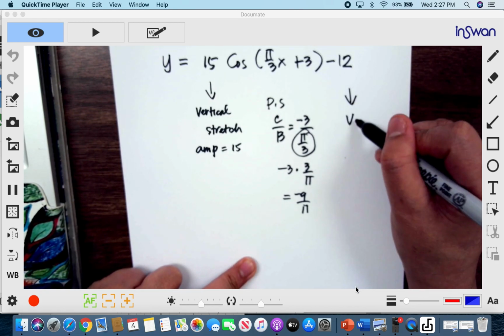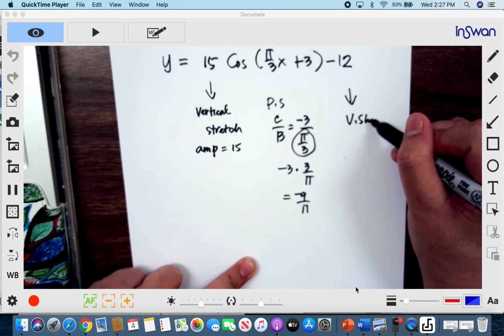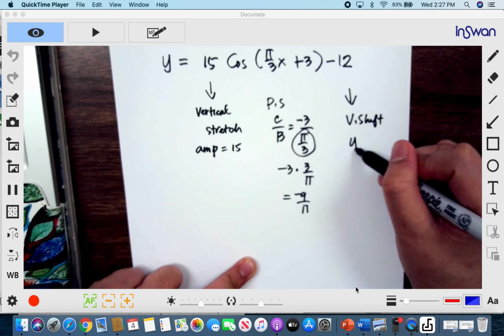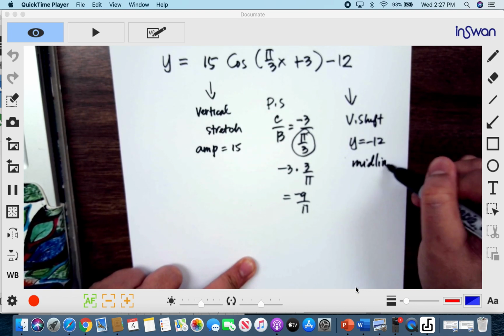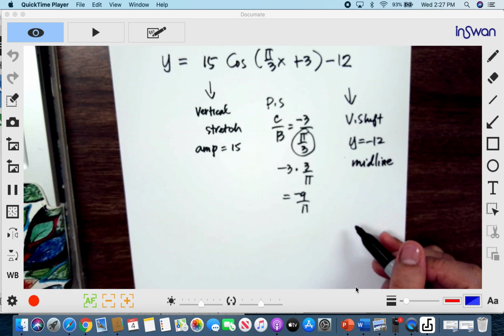So this one is our vertical shift. All right, so it's a shift. And it also represents our midline at y equals negative 12. So this is where your graph will be cut in half.